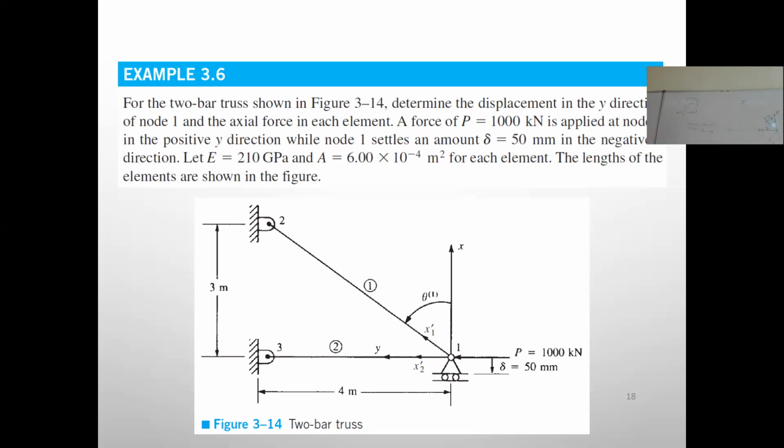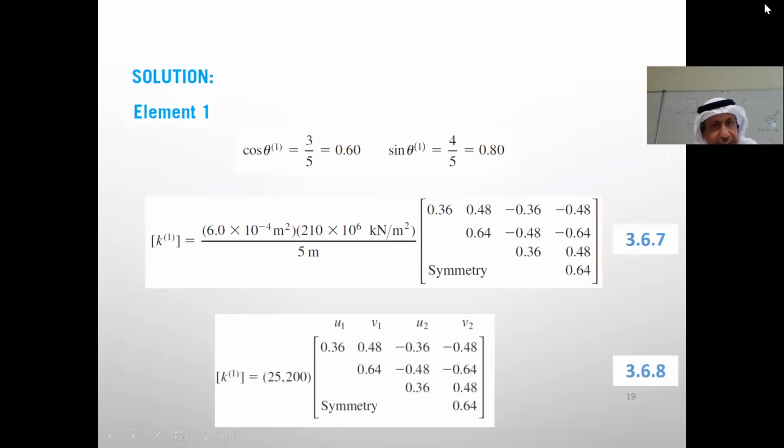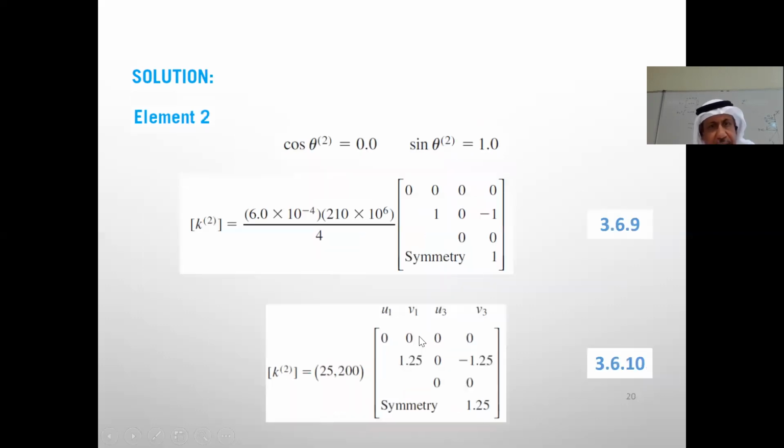I think the remaining is just mechanical, right? Okay, let us see. So you take cosine of that, 3 over 5. Is this correct? Yeah. Sine is this. So you just multiply it by EI over L. So this is K1, U1, V1, U2, V2. Is it correct? Yeah, correct. Theta is 90, cosine 90 is 0.